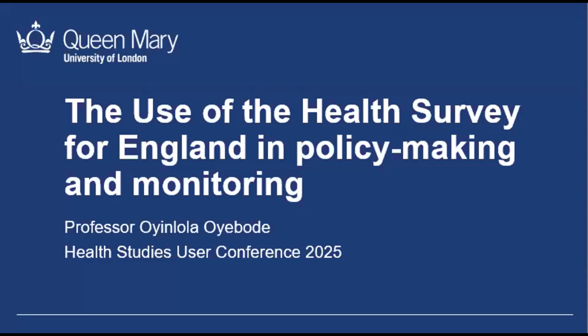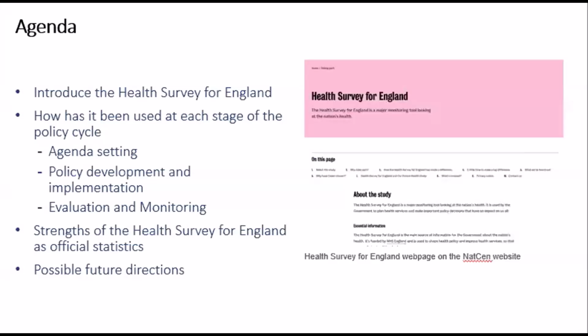I think it'll be very relevant to the next session that we've got in this conference. So my plan for the talk is to give you a brief introduction to the Health Survey for England for anyone who's less familiar with it, and then talk through examples of how it has been used at each stage of the policy cycle. So from agenda setting through policy development and implementation, and finally in evaluation and monitoring. And then I'm going to give an overview of some of the strengths of the Health Survey for England and why it is so appropriate for use by policymakers, and then finally talk about some possible future directions.